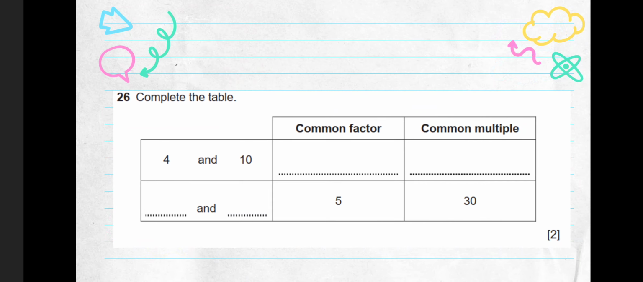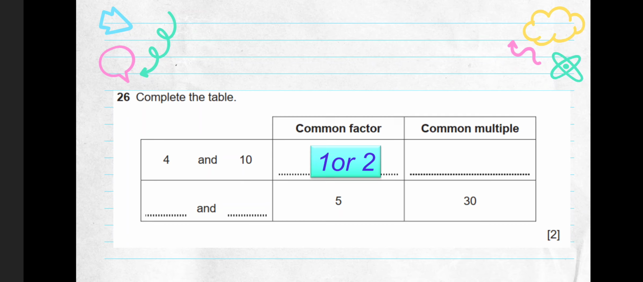We need to complete the table. We have common factors and common multiples of 4 and 10. What is a common factor between 4 and 10? It didn't say the smallest or the greatest. Since it didn't say GCF or the greatest common factor, I can say 1, no problem. I can say 2. What is a common multiple of 4 and 10?